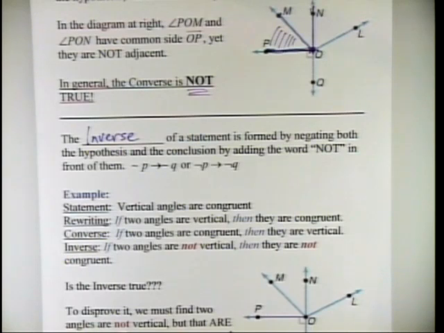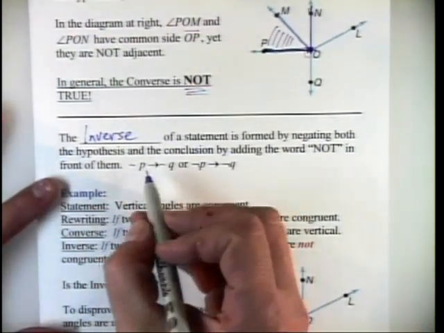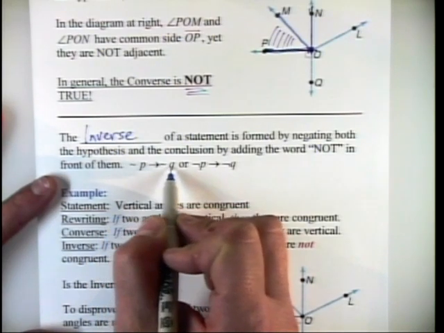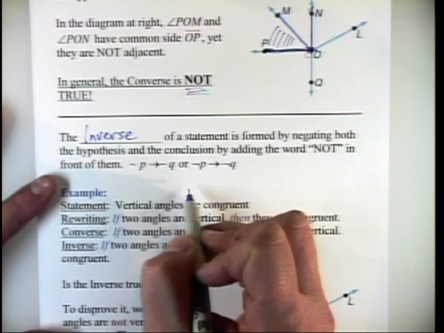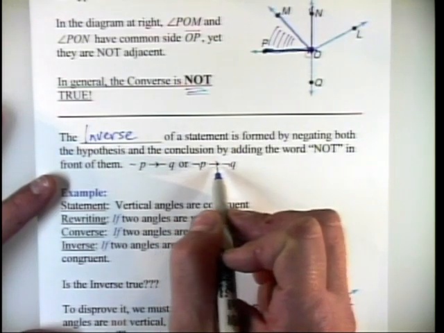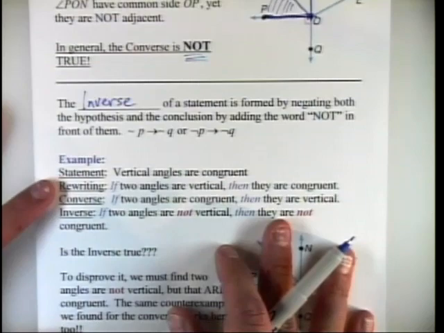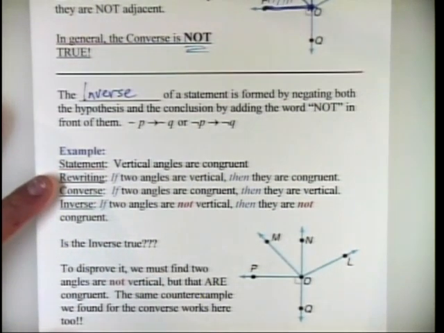Okay, now the inverse of a statement is formed by negating both the hypothesis and the conclusion by adding the word not in front of them. Mathematically, you can write that with a little tilde. Not P implies not Q. Or we can use this symbol here, which is like a sideways bracket. Not P implies not Q. So we don't switch the order, we just negate it. So here's a different statement. Vertical angles are congruent.